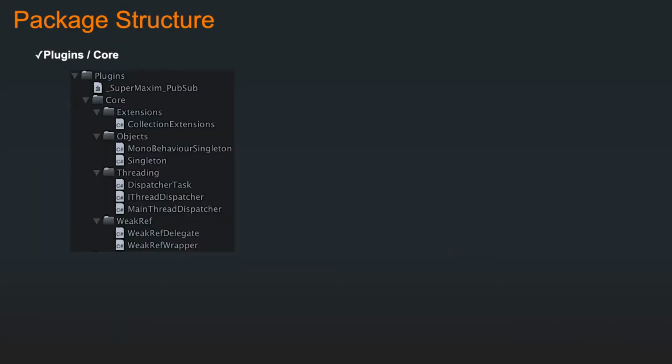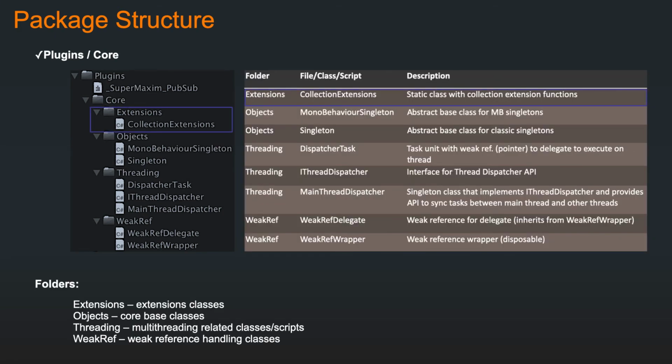Core folder under Plugins folder contains shared types that are used across the project. Extensions folder under Core folder contains helpful extensions classes. Collection extensions is a static class with collection extension functions. Objects folder under Core folder contains base classes. Mono behavior singleton is an abstract base class for mono behavior singletons. Singleton is an abstract base class for classic singletons.